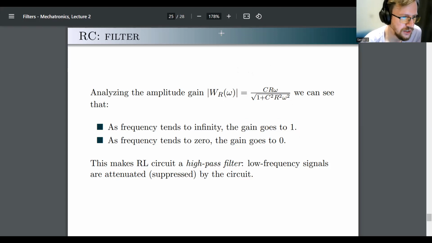On the other hand, when frequencies tend to 0, the downstairs will have this 1, which will dominate because c squared r squared times 0 is 0, right? But this 1 will dominate. And upstairs will have 0, okay? So 0 divided by 1 is 0. So as frequencies go to 0, the gain also goes to 0. What does it mean? It means high frequencies will be passed unchanged, while low frequencies, such as constant signals, will be cancelled. This makes perfect sense.